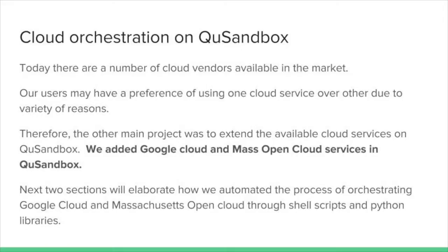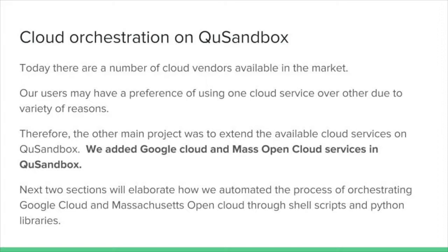After discussing how Research Hub connects with QSandbox and allows its users to execute their research projects, we will now discuss a little bit about cloud orchestration on QSandbox. Today, we know that there are a number of cloud vendors in the market, for example, Amazon, Google Cloud, and there's some amazing open source cloud available like Massachusetts Open Cloud.